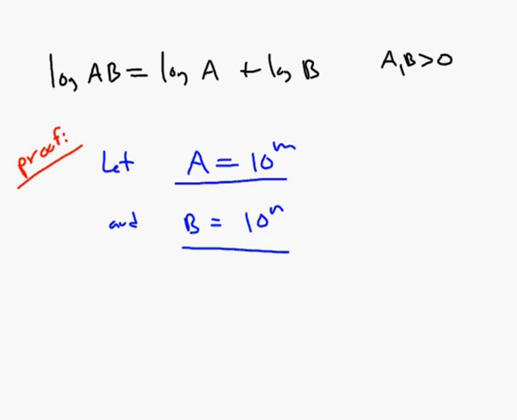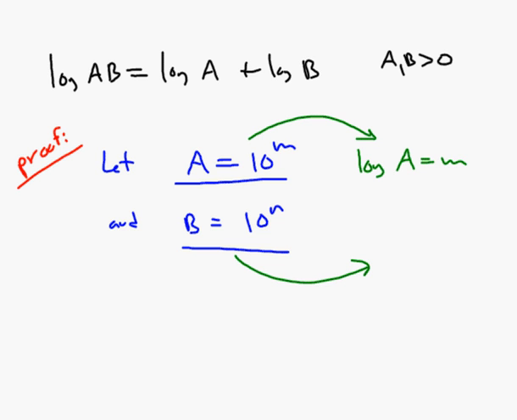Okay. Now, what else can we do? Well, we know we can write any of these things we want in log form. So let's take a minute. Can we write these two things in log form? Okay, good. So this is really saying that the log of A equals m.